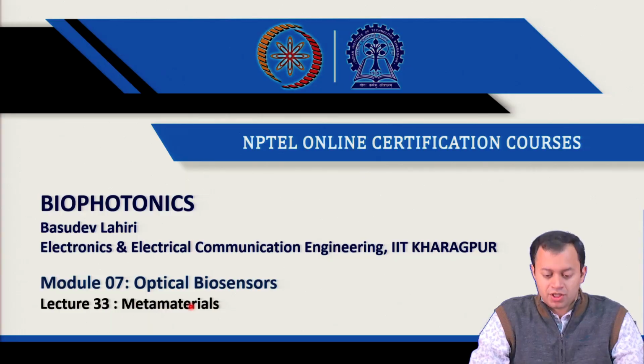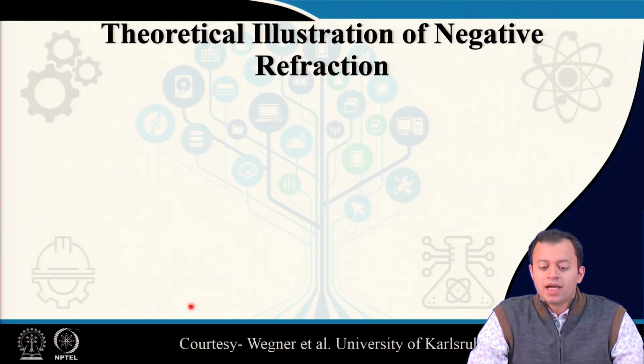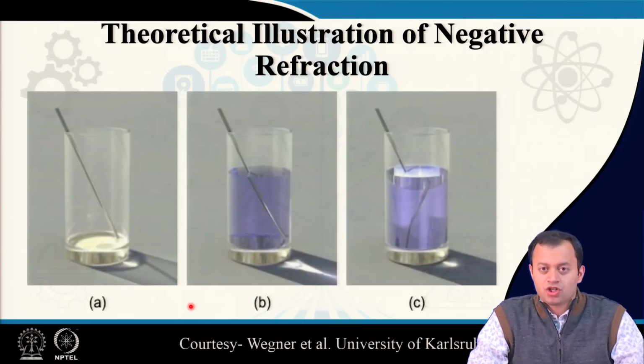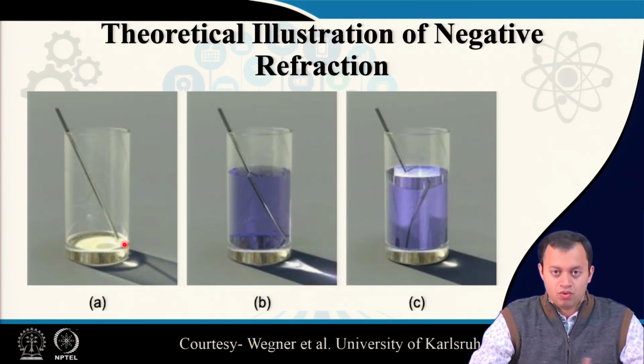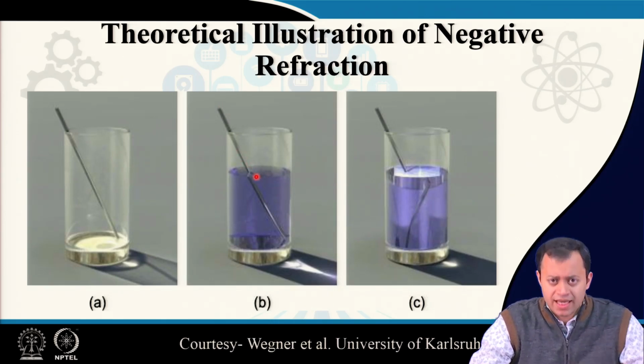What is the manifestation of that? This is a theoretical illustration of negative refraction. This is a primary case where you have a glass and you have put a steel spoon on it. You can do it in your own home, all of you know this. When you fill the glass with water, you feel like the spoon is bending. It looks like the spoon is bending.